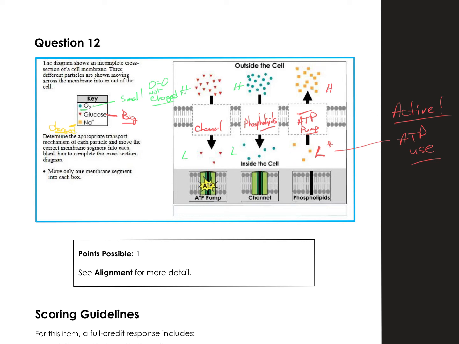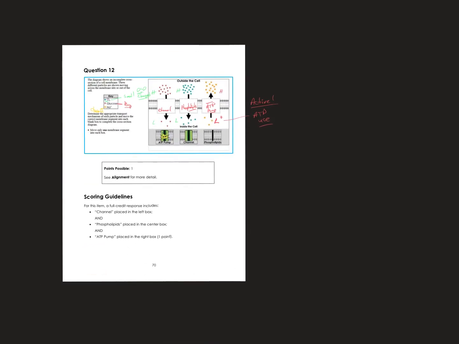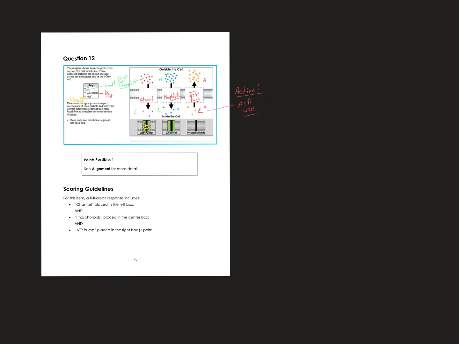On top of that, you can see that's a yellow square. The yellow square is going from low to high, so you know it needs ATP, so you know it's this one. You know glucose needs a channel. So that only leaves you one to go here. So in multiple ways, this answer has to be placed in this way. All right, let's move on.